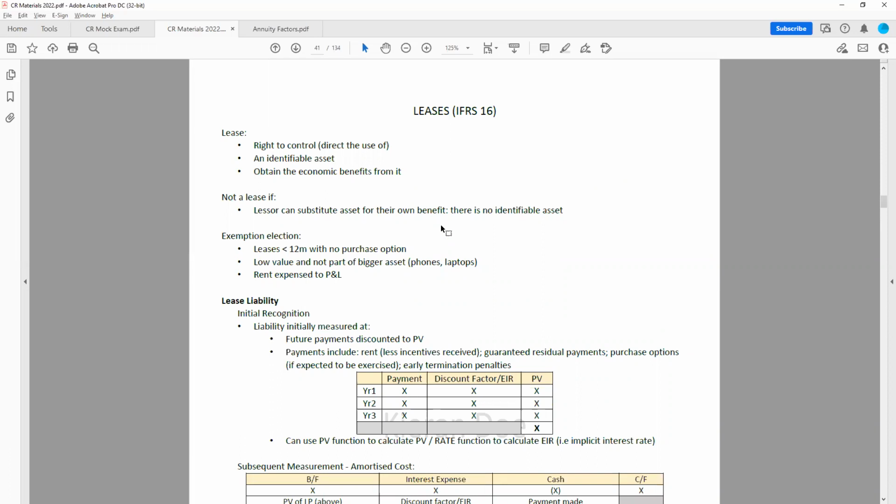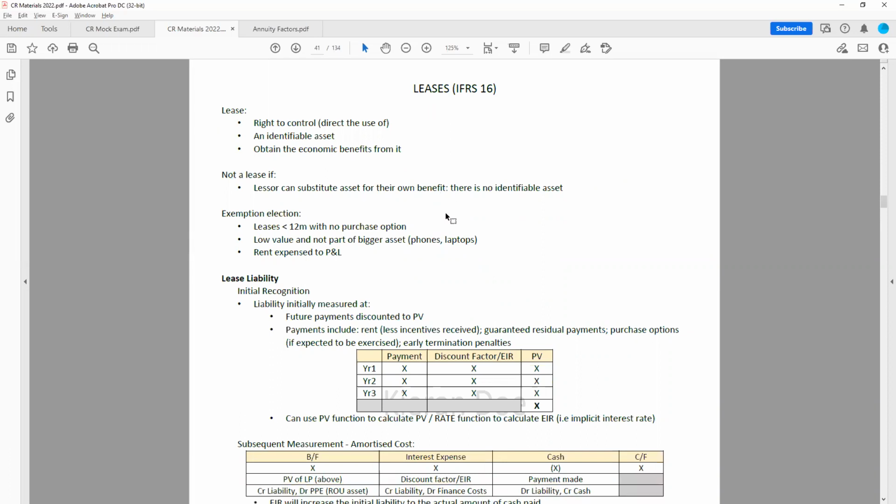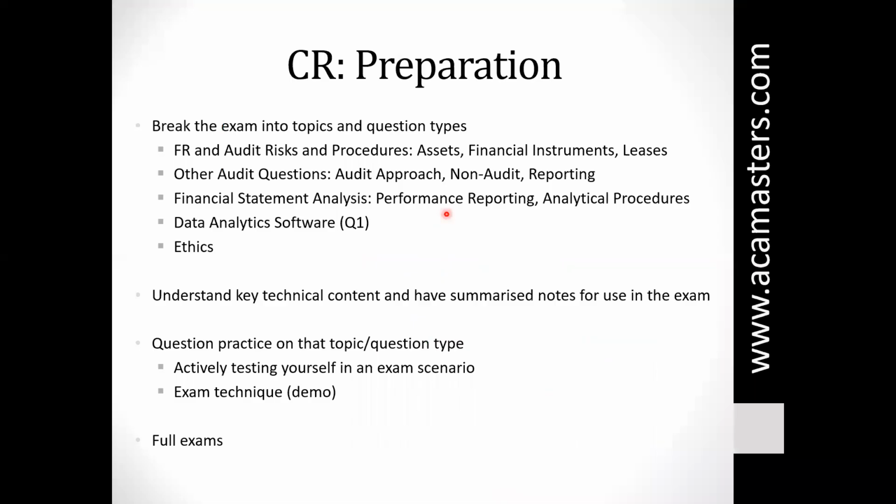Once you've understood that technical content just for leases on their own, so looking at leases, sale and leaseback, etc., you've understood why we account for things in the way that we do. Once you've understood that technical content, then what you should do is go and practice several questions on it, one after the other. So focus on leases.